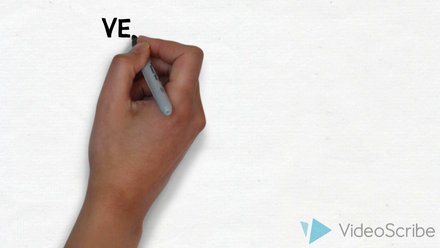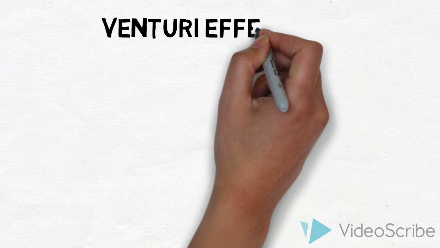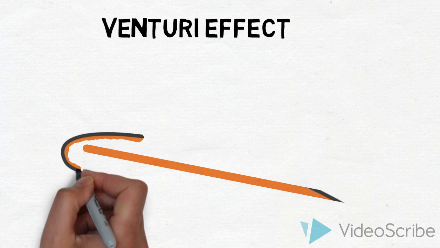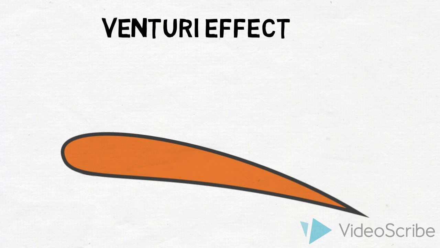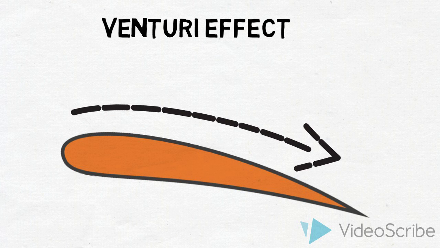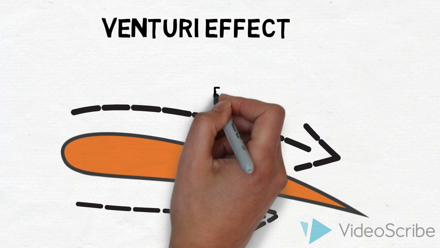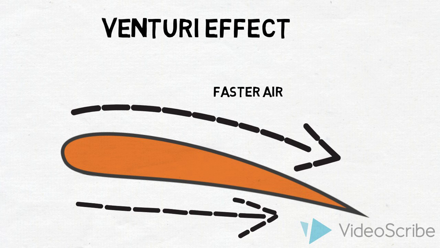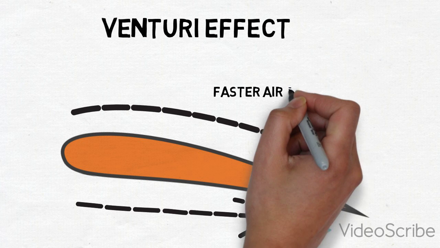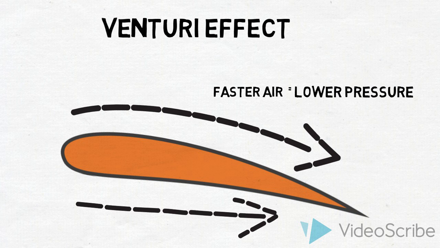Secondly, most wings make use of something called the Venturi effect. Shaping the wing so that it is more curved on top than underneath means that air flowing over the top of the wing needs to travel further than air flowing under the wing. The result is that air travelling over the top travels faster. Faster moving air has lower pressure than slower moving air. This is the Venturi effect.